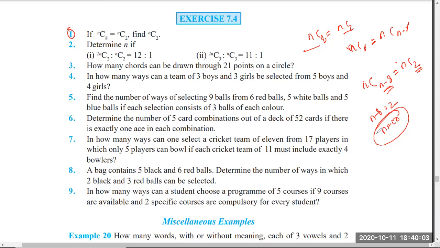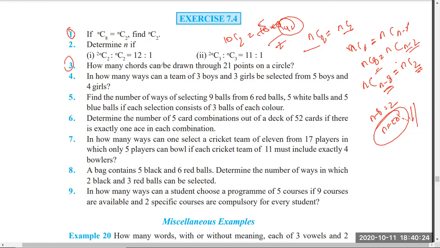Or else you can also do it like this. nC8 is equal to nC(n minus 2). n minus 2 is equal to 8. Again, you will get 10. Same answer. So if n is equal to 10, then nC2 is 10C2. 10C2 is 10 into 9 by 2 into 1, which is 45.